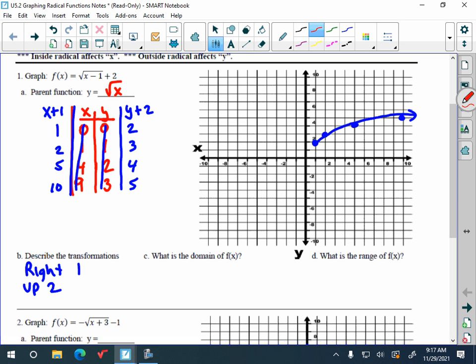Now we can plot these, the parent functions, just so you can see it. So if I plot this, I'll just use a different color, 0, 0. Here's 1, 1, 4, 2, 9, 3. So you can see how the blue graph transformed from the parent graph, which was the red one. The red one is the starting one, and then you can see the whole graph shifted to the right one, up 2.